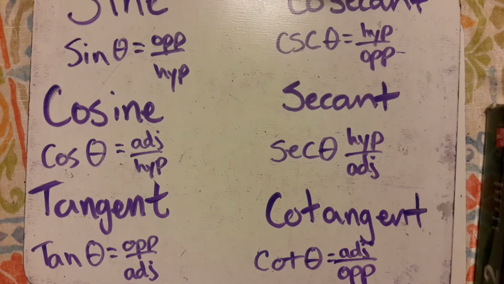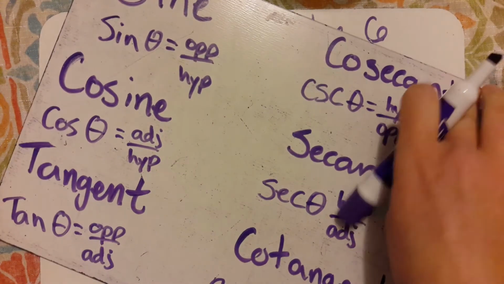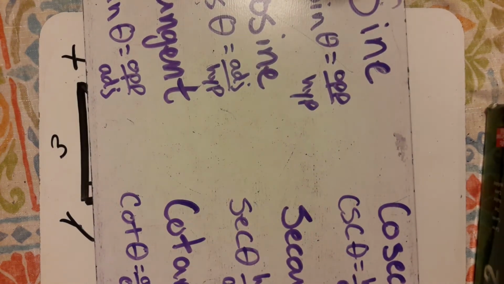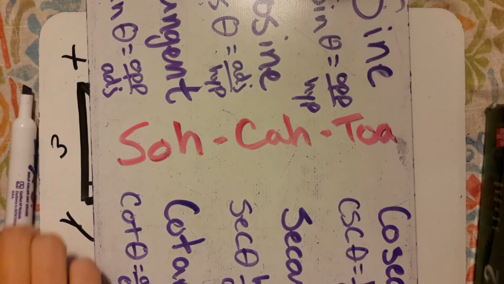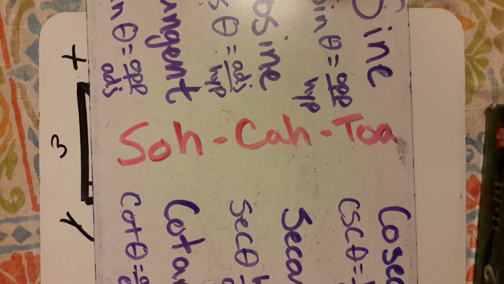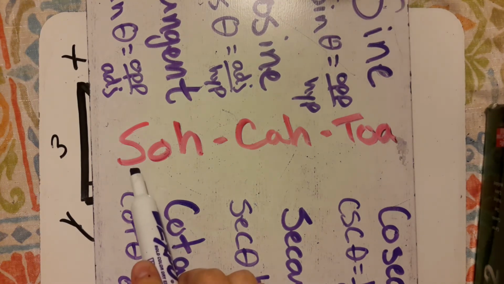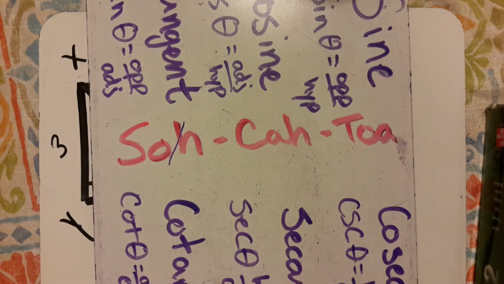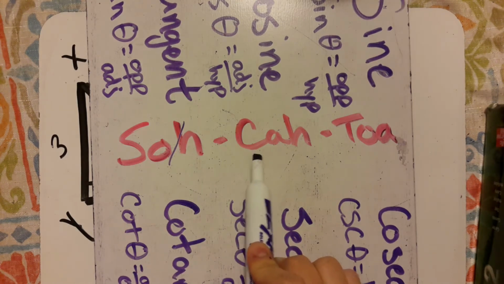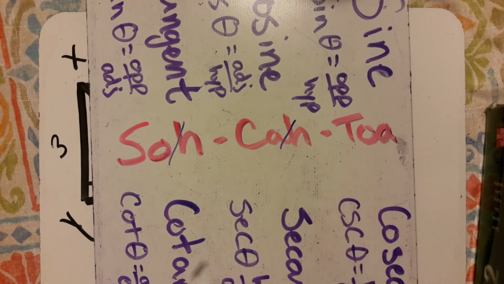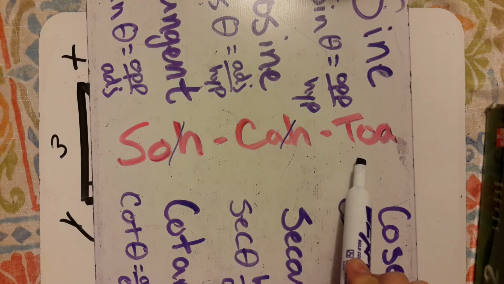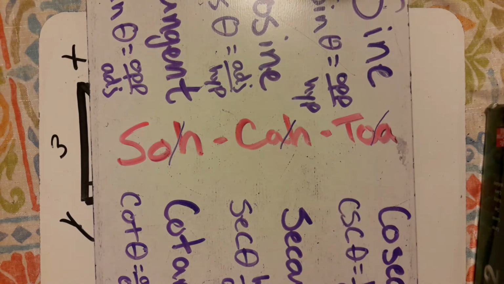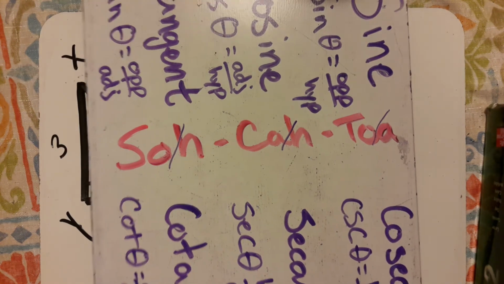You will often hear this called SOHCAHTOA. What is SOHCAHTOA? SOHCAHTOA is just a mnemonic device to help us remember what the ratios are. So S stands for sine, and it's opposite divided by hypotenuse. C is cosine, adjacent divided by hypotenuse. And tangent is opposite divided by adjacent. SOHCAHTOA.